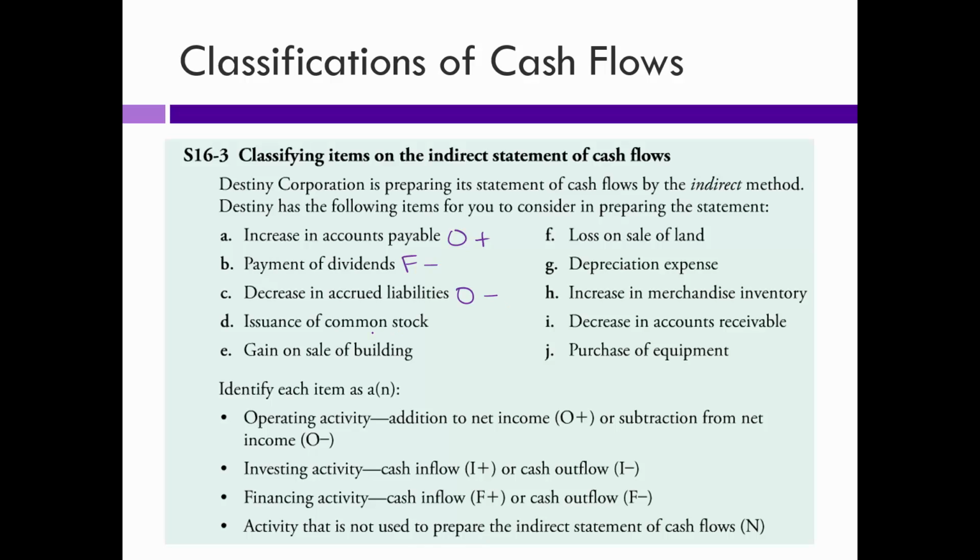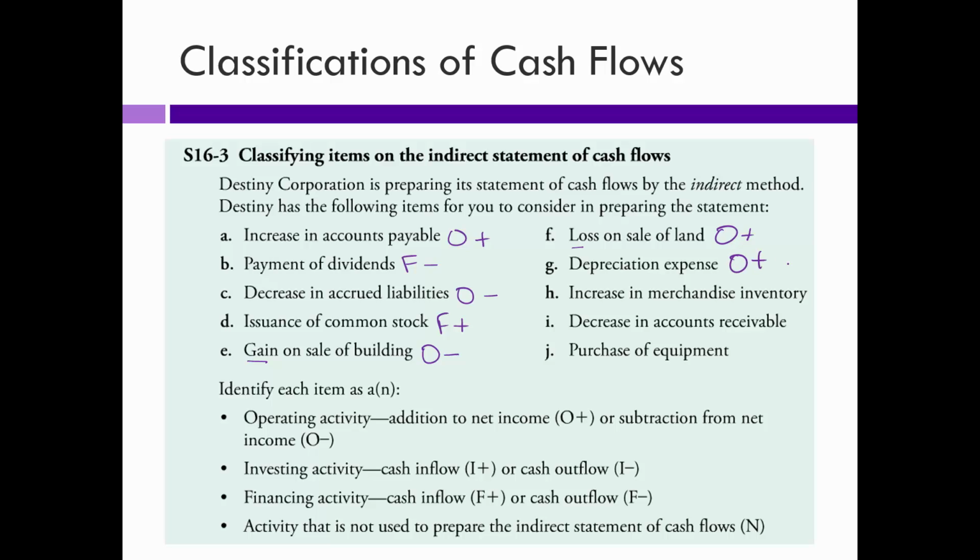Issuance of common stock. Stock is part of equity, so that's financing. And if I issued stock, that means I got money. I sold it, right? So that's an increase. Gain on the sale of the building. The sale of the building itself would show up in investing, but the gain is the thing that I have to back out. So that goes under operating, and if it's a gain, I need to subtract that back out, because I would have added that in. Same thing over here, the loss on the sale of land. The sale will go under investing, but the loss, I need to add that back in.